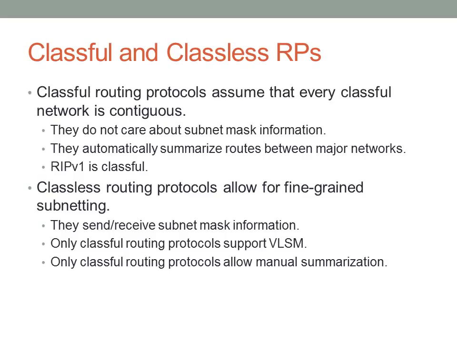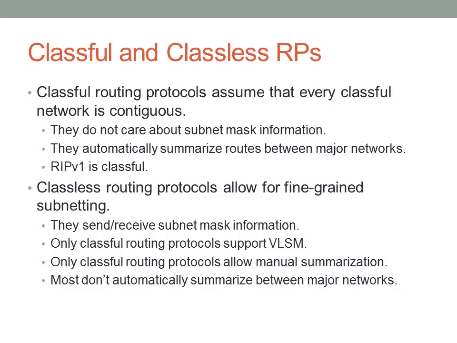Only classless routing protocols will allow manual summarization. With RIP version 1, for example, we can't do any sort of manual summarization. We have to rely on classful boundaries. Now, most classless routing protocols will not automatically summarize between major networks. The one exception to this is that in certain circumstances, EIGRP will behave this way, and we may talk about that when we get to EIGRP. Now, RIP version 2, OSPF, and EIGRP, which are the major routing protocols we discuss, are all classless routing protocols, so you shouldn't have to worry about route summarization or crazy stuff like that.